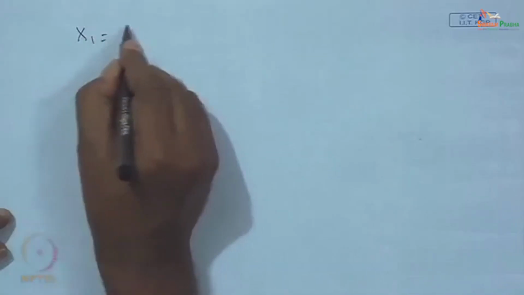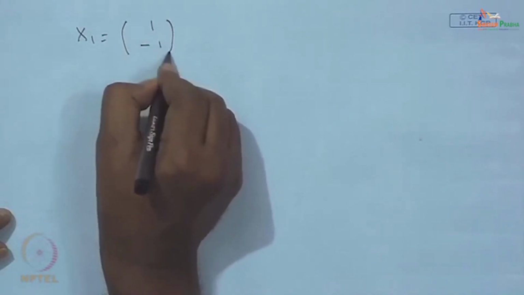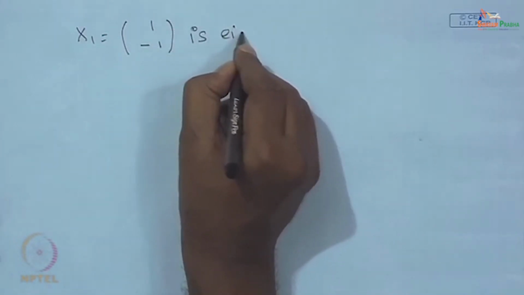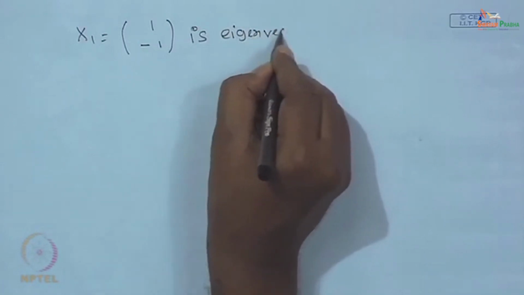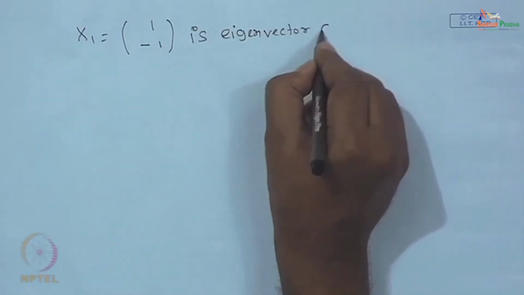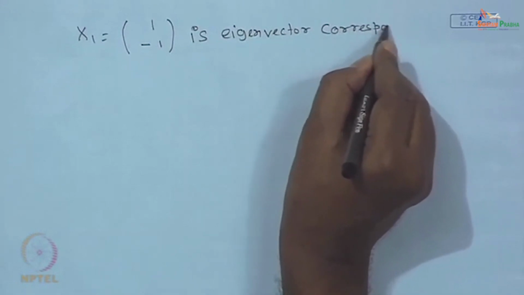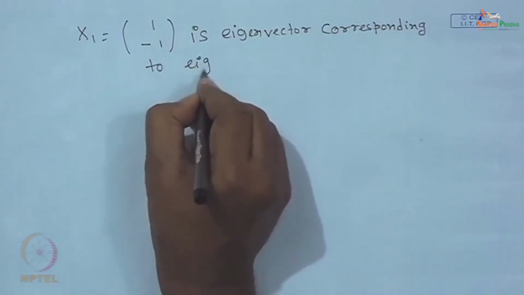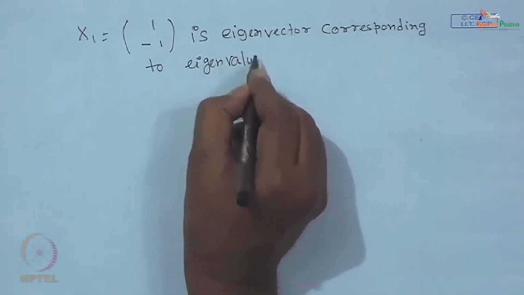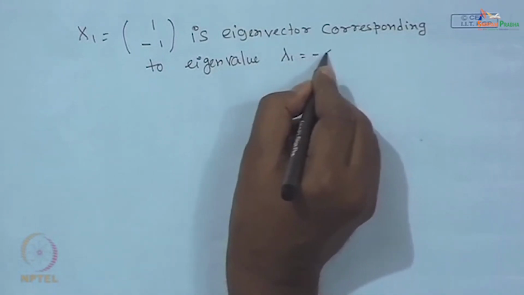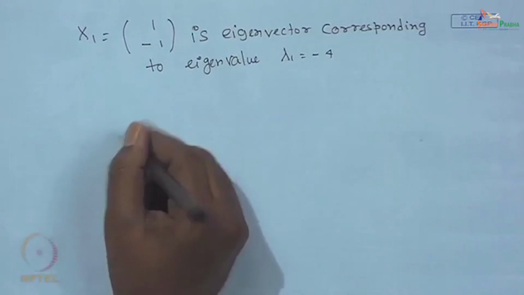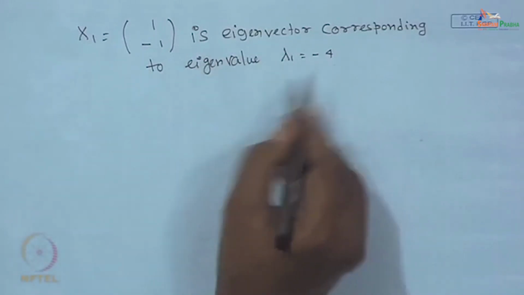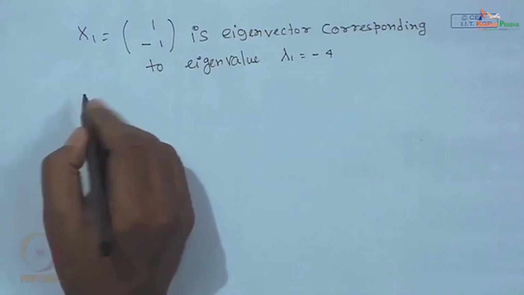So, we write it down more explicitly: x 1 is equal to 1, minus 1, is the eigenvector corresponding to the eigenvalue lambda 1 equal to minus 4. Then we compute x 2, the eigenvector corresponding to lambda 2 equal to minus 1.